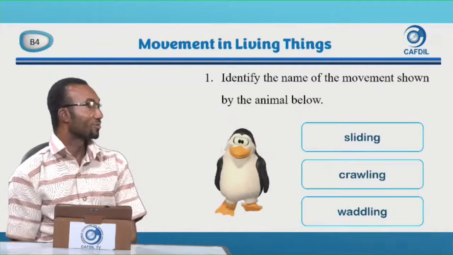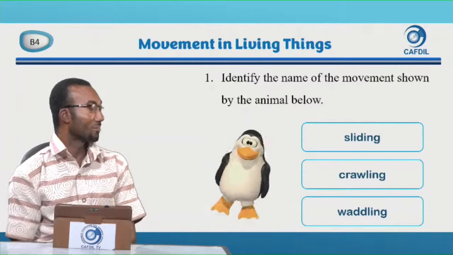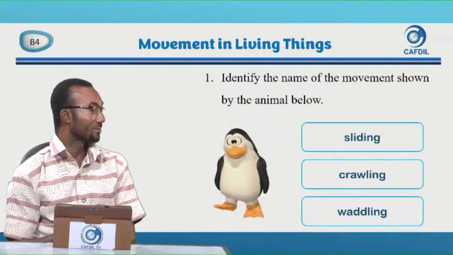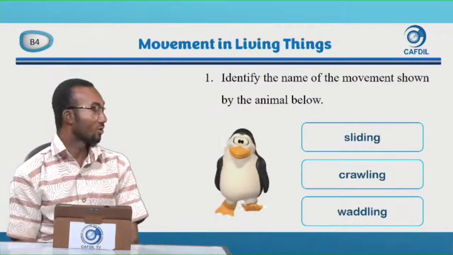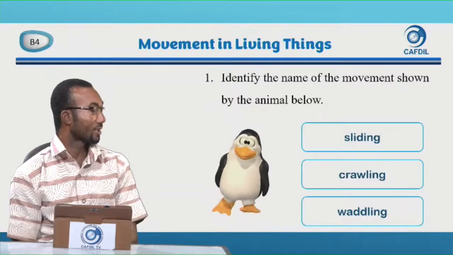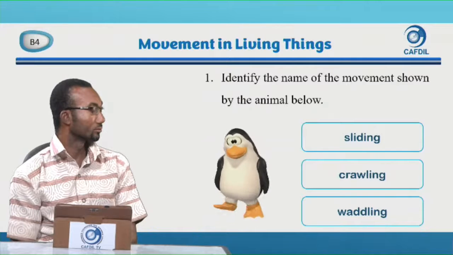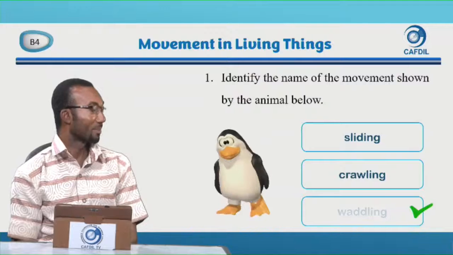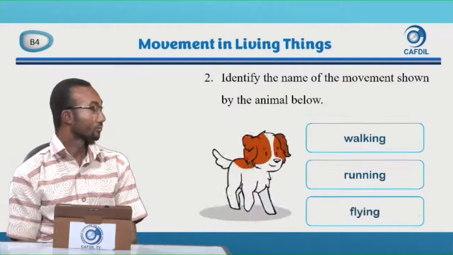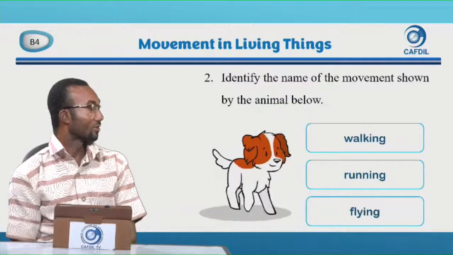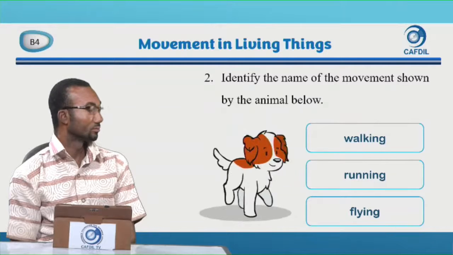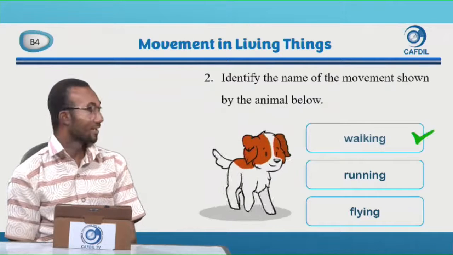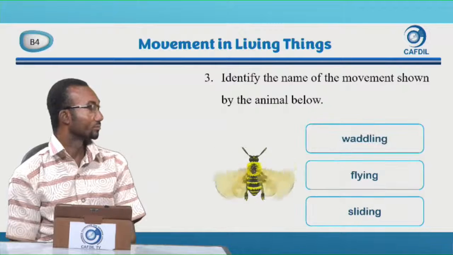Identify the name of the movement shown by the animal below. So you look at the movement made by the animal and then you tell me the name of the movement. Here you have sliding, crawling, and waddling. Great, waddling. So the penguin is waddling. Two, look at the dog. What type of movement is that? We have walking, running, flying. The answer is walking. The dog is walking.